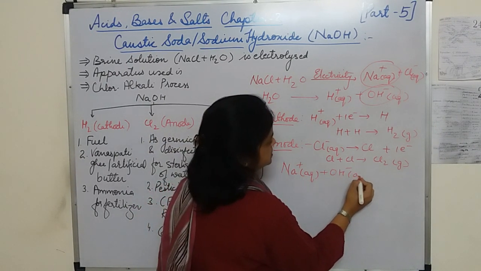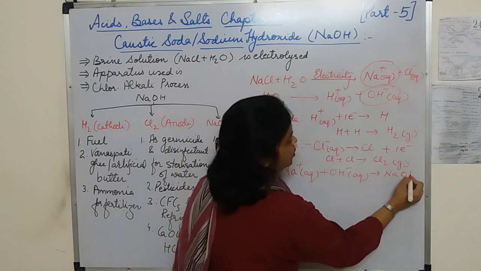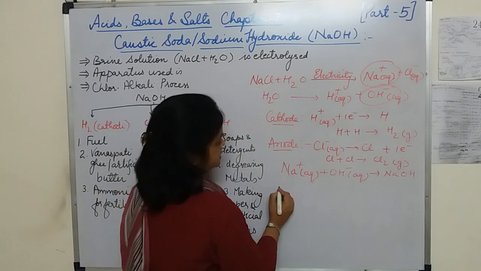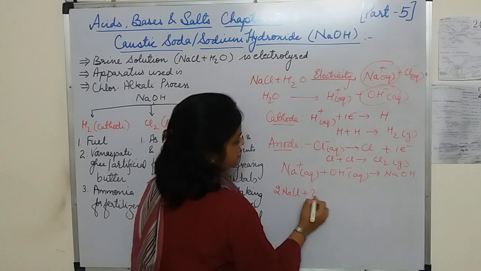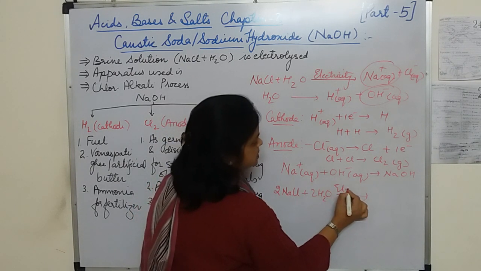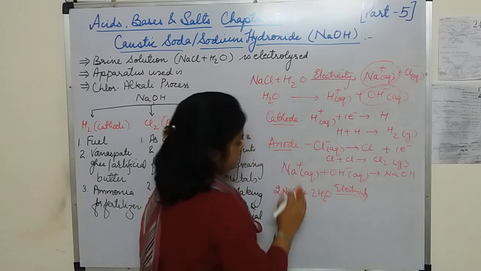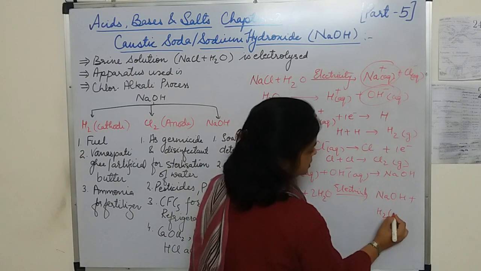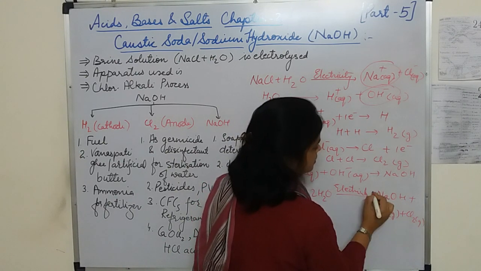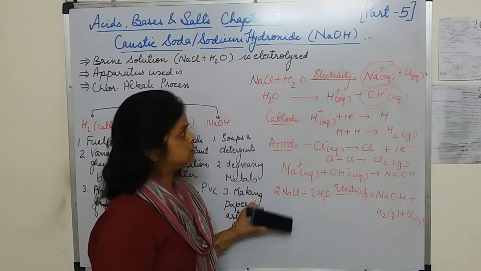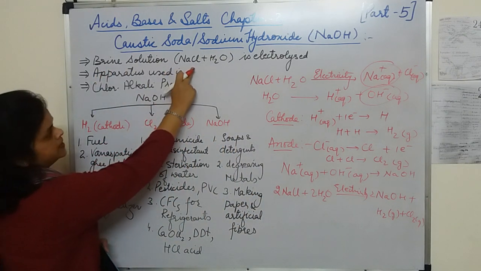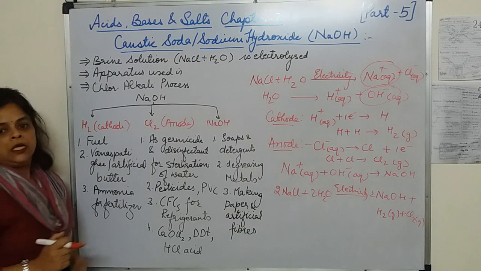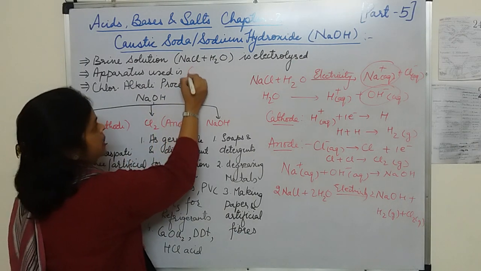so Na+ combines with OH- and forms NaOH in the solution, near the cathode. Now the overall reaction can be written like this: 2NaCl plus 2H2O, when electricity is passed, then what is the product formed? NaOH plus hydrogen plus chlorine. So this is the overall reaction. Here I had written brine solution, that is aqueous solution of NaCl. It is undergoing electrolysis. The apparatus used for this purpose, please note it down, is the Castner-Kellner cell.